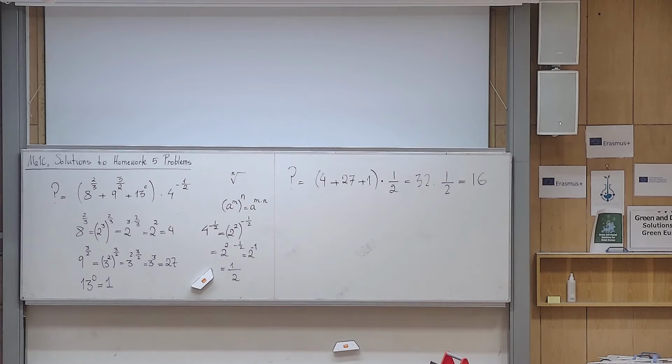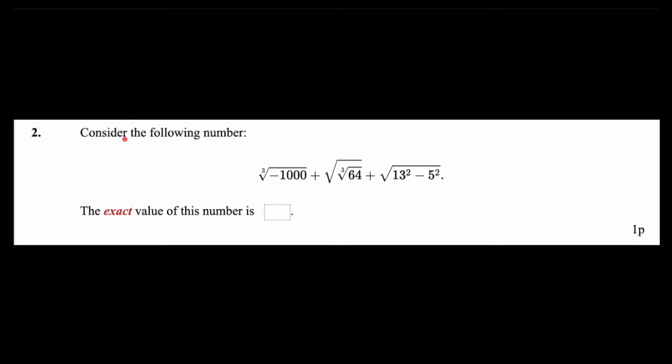Okay, anyway, let us go to the next problem. Consider the following number here: the third root of minus 1000, the second root of the third root of 64, square root of 13 to power 2 minus 5 to power 2. Again, we want to find the exact value here.